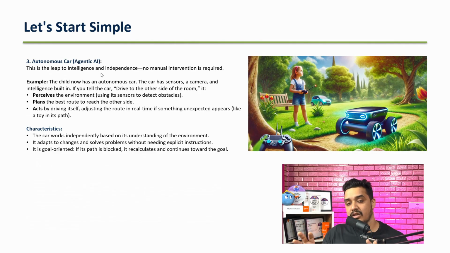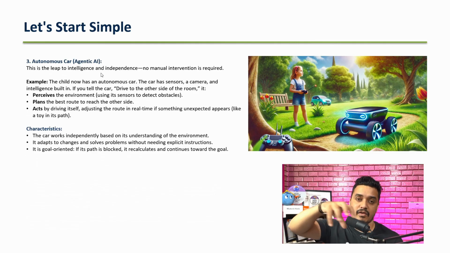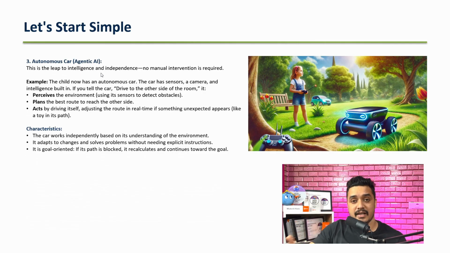Now if you see the characteristics of this new car, the car works independently based on its environment. Today, if I take this car from my home to the park and just tell the car, using my remote, to go forward, and if there is an obstacle, it understands that there is an obstacle, and it takes the left, it takes the right. It adapts to the changes and solves the problem without you instructing it to go forward and go backward, right? Which was the case in your RPA or the remote control car. It is goal oriented. What do I mean by that? If the path is blocked, it recalculates and then starts moving again.